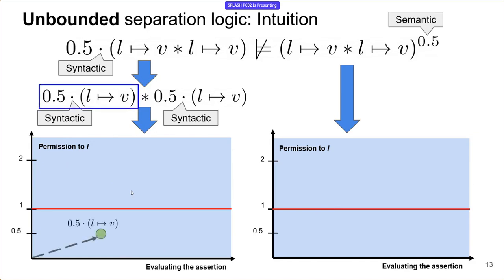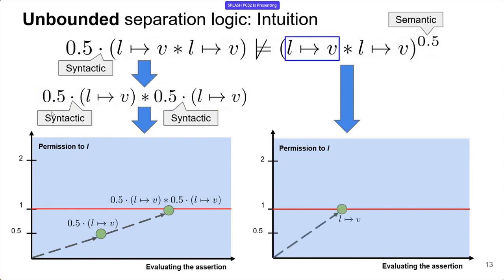And so to evaluate the left assertion, we first evaluate the left part. And the left part says we need 0.5 permissions to L. We then add the right part and we have the whole assertion. And it shows that we need 1 permission to L. But if we do it on the right side, we have to first start inside the multiplication. So we have 1 permission to L. We evaluate everything. So now we need 2 permission to L. And this is an invalid state. So this state doesn't exist.